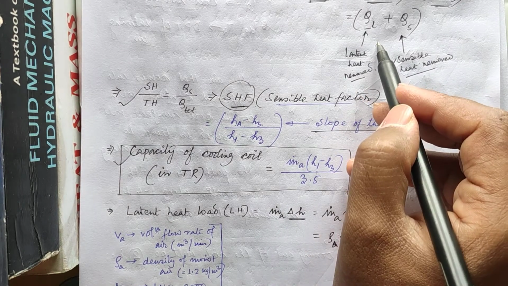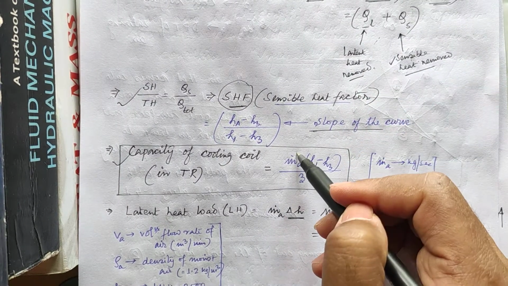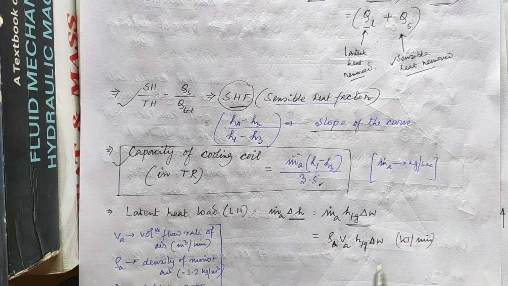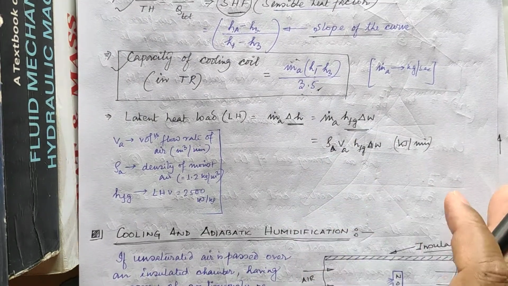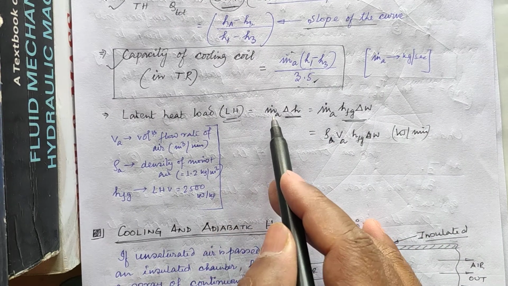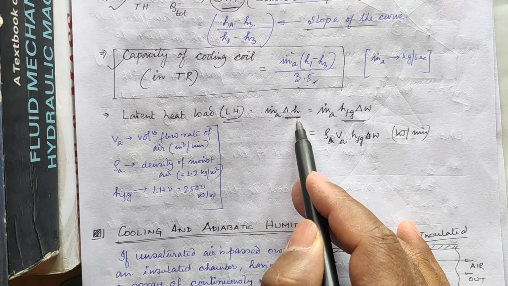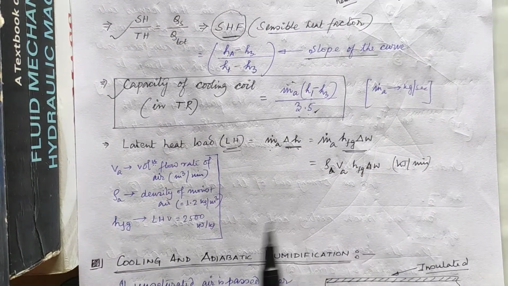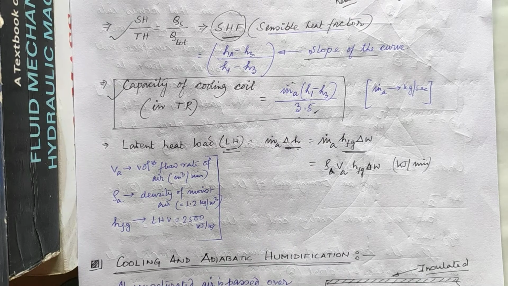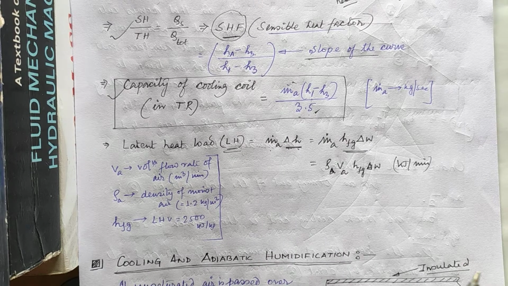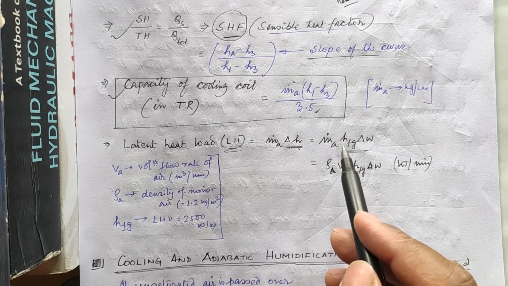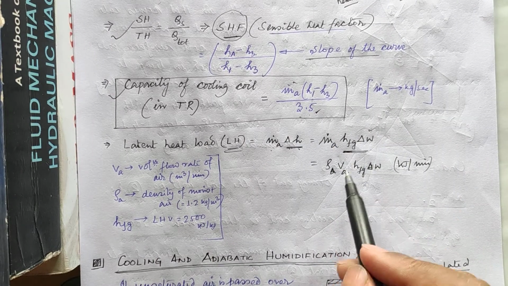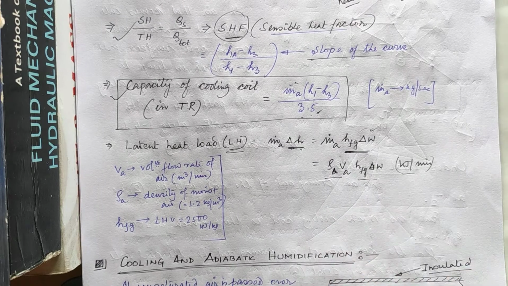This one is the total heat into the mass flow rate of air divided by 3.5, where 1 ton equals 3.5 kilowatt. And by this equation we can also find the amount of latent heat, that is mass flow rate into change in enthalpy. So here the latent heat amount is H1 minus HA. Now during this latent heat removal, since phase change takes place, this will be hfg into delta W, that is the change in specific humidity, equal to rho_A into V_A into hfg delta W.